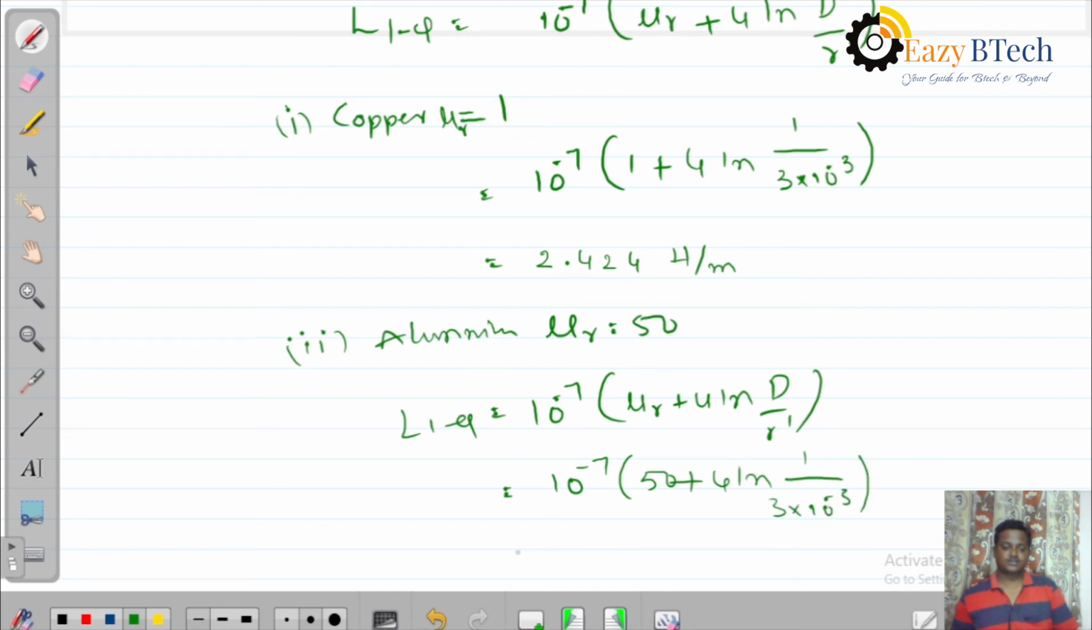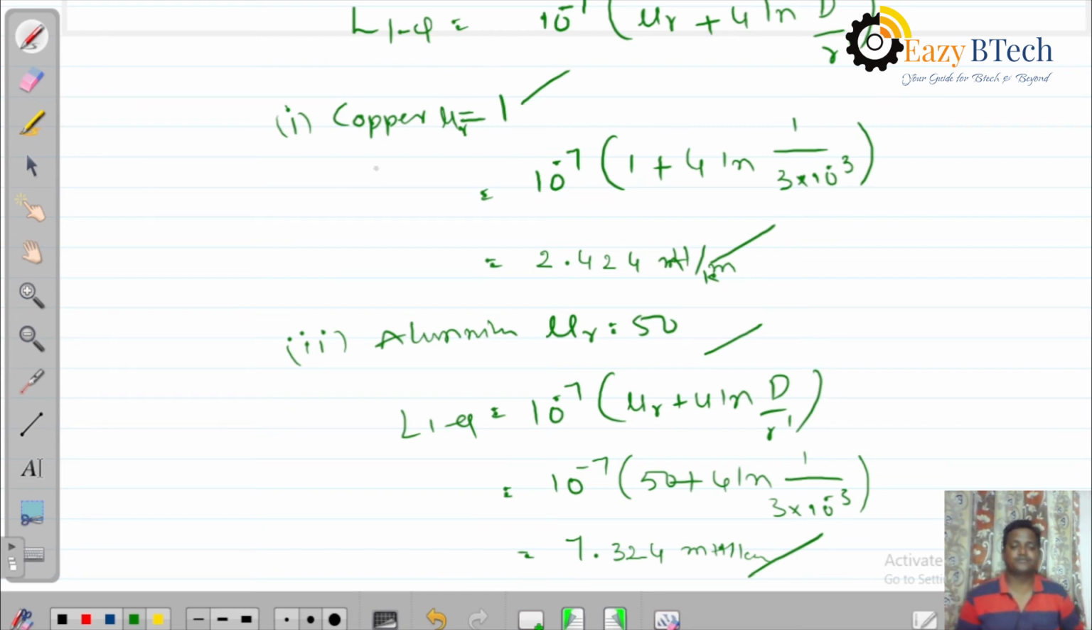How much do you get? This value equals 7.324 millihenry per kilometer. What you observe from this example is, if the mu r value is more, the inductance value also increases. Keep in mind. Okay, this is the way we will solve this problem.